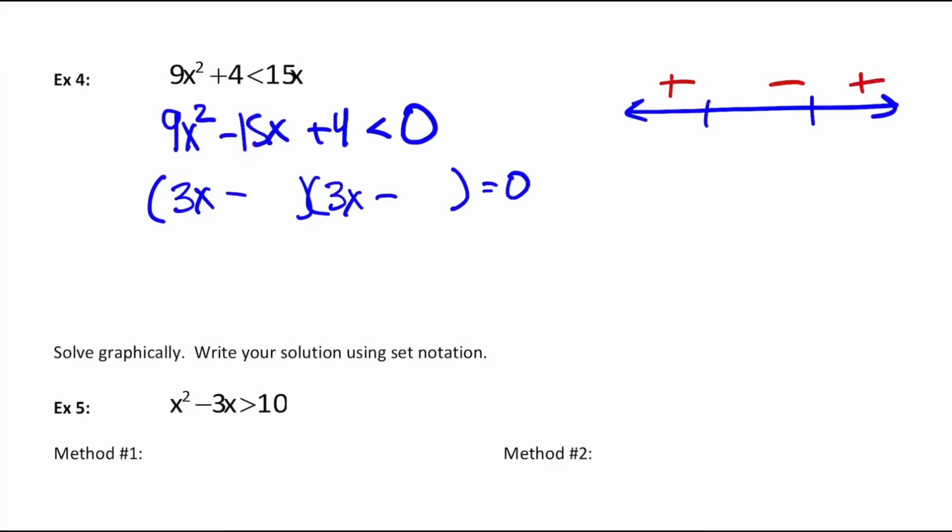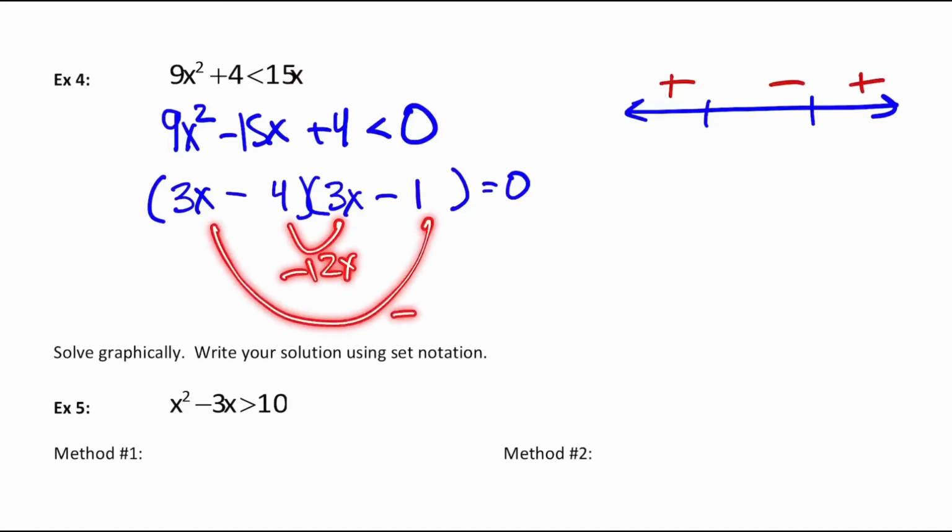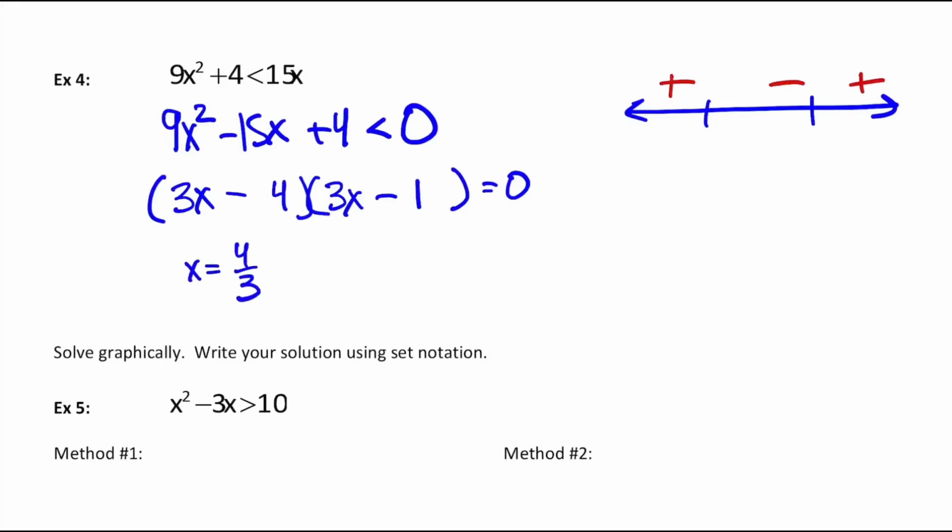So maybe it's 4 and 1. Let's try it. 4 and 1. What do we get? Negative 12x there, negative 3x there. Well, guess what? Those do give me this. So that's good. And this will give me x equals 4/3. This will give me x equals 1/3.